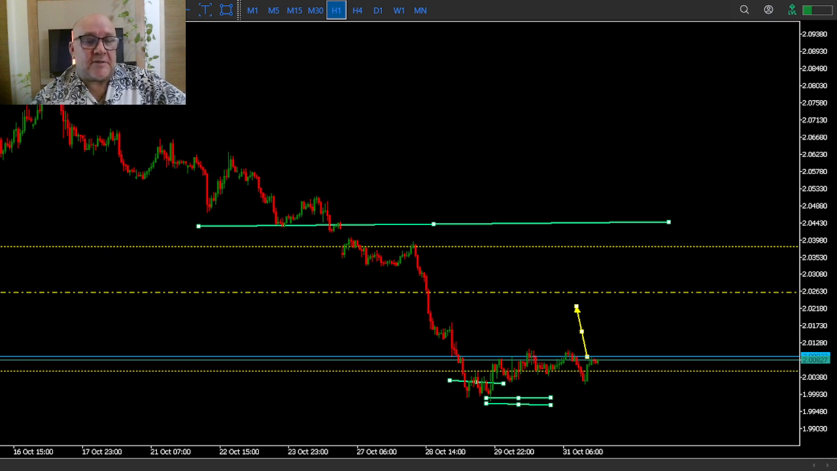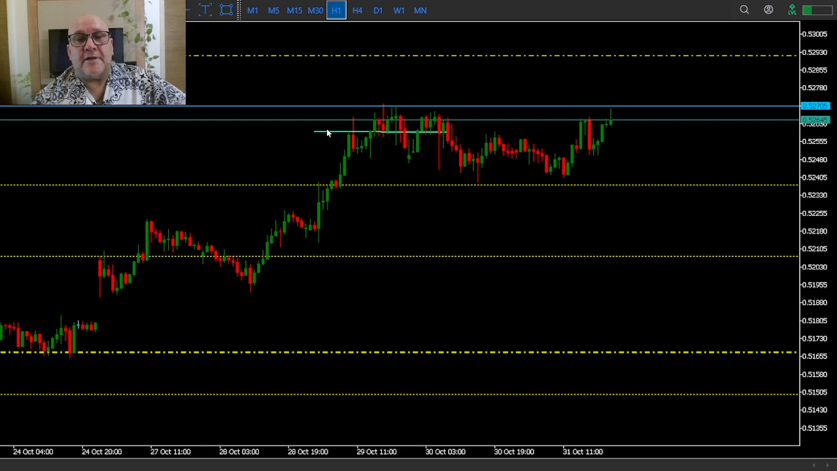Let's have a look at the Aussie CHF. Okay, so we've got this one. This is all right, actually. I hedged on this one. I got in down here somewhere, and then it went up, and I put a hedge on when it got above here. Okay, so I hedged this up to this next sell order.